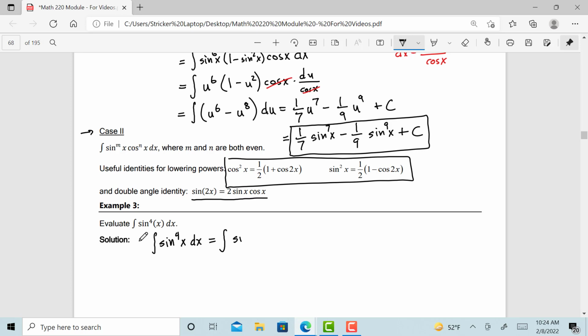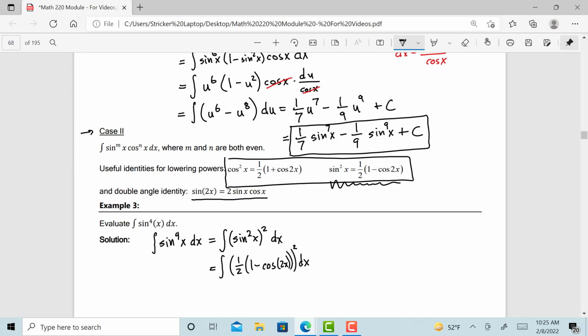So we know, of course, that we can rewrite this as sine squared. We did that previously in an example in this section. And then we have the identity at our disposal. This is the same as the integral of what sine squared is equal to. That's this second identity over here in the box. And so this is 1/2 times 1 minus cosine 2x dx. That quantity is squared.